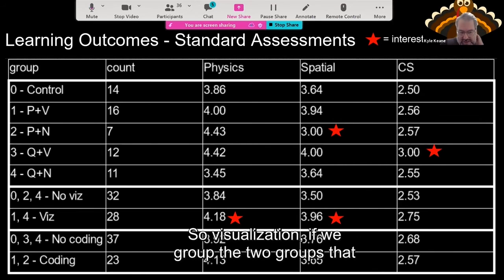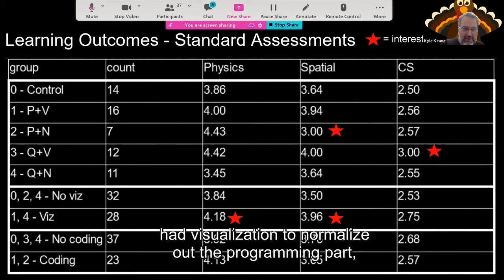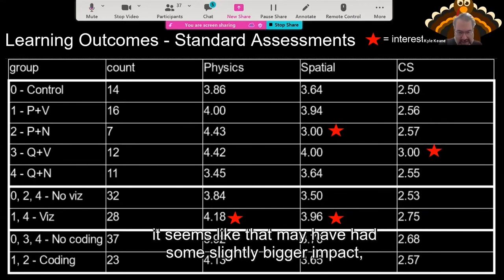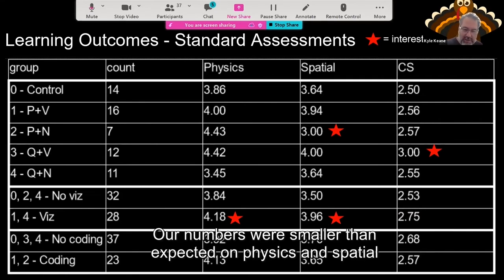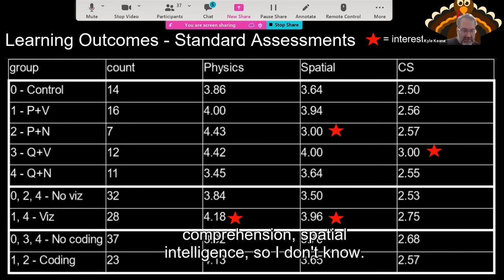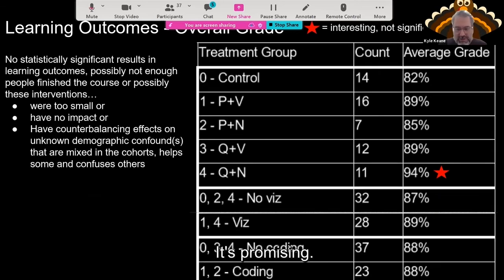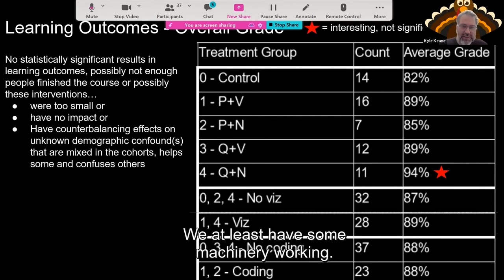So visualization, if we group the 2 groups that had visualization to normalize out the programming part, it seems like that may have had some slightly bigger impact on physics and spatial comprehension, spatial intelligence, although not statistically significant yet. Our numbers were smaller than expected. So I don't know, it's something, it's promising. We at least have some machinery working.